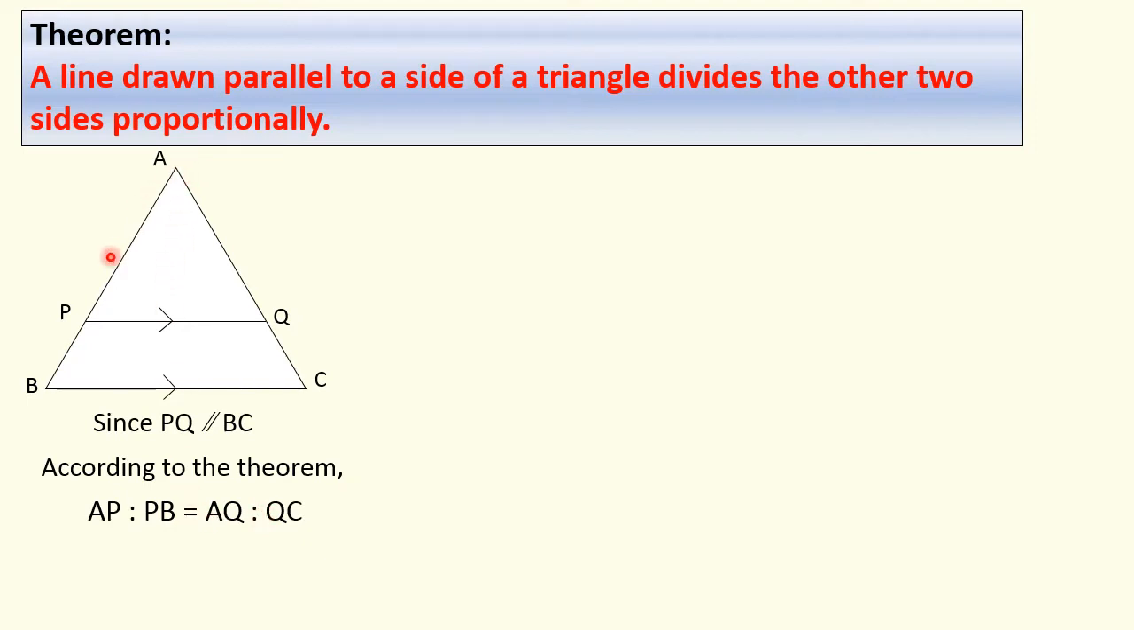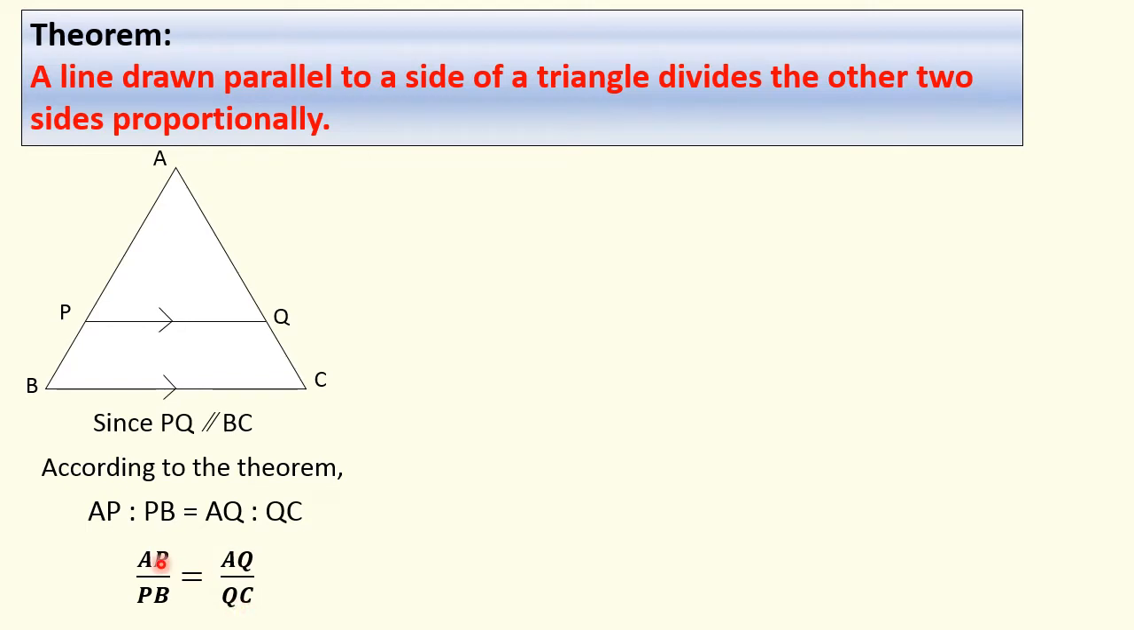So here AP is to PB, the ratio of the lengths of the line segments, and AQ is to QC. These two are equal. We have learned that ratios can be written as fractions. Therefore, AP is to PB equal to AQ is to QC can also be written in the fractional form: AP over PB equals AQ over QC.